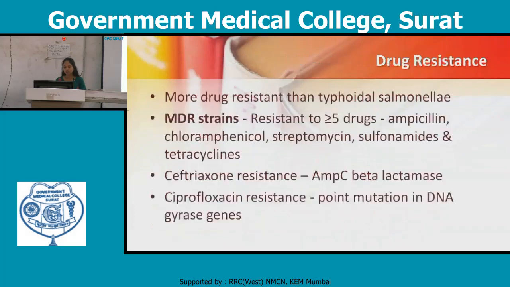Drug resistance: more drug resistant than typhoidal salmonella. MDR strain is resistant to greater than or equal to 5 drugs, that is ampicillin, chloramphenicol, streptomycin, sulfonamides and tetracyclines. Ceftriaxone resistance is by AmpC beta-lactamase, and ciprofloxacin resistance by point mutation in DNA gyrase genes.